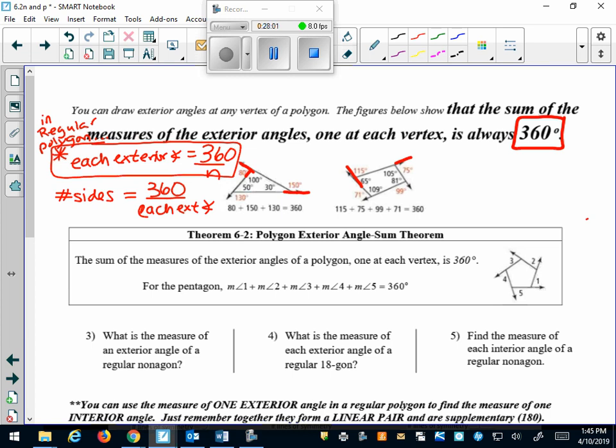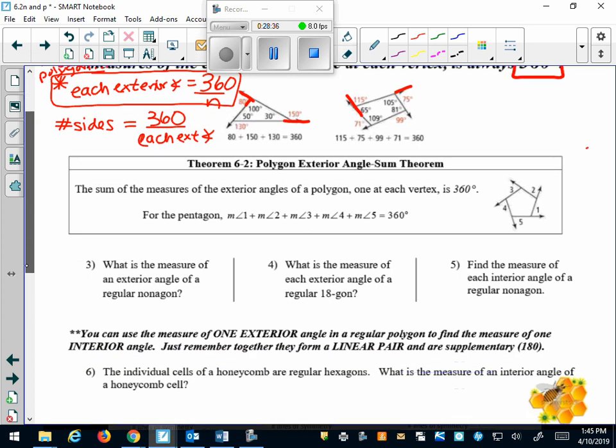Right? So similar to that problem we just did, if I know that there's a regular polygon and each exterior angle is 10 degrees, and I say, well, how many sides? Well, if we know they add up to 360 and each one is 10, we can just do 360 divided by 10, and that will give us the number of sides. Does that make sense? Yes? Okay, so that's applied right here.